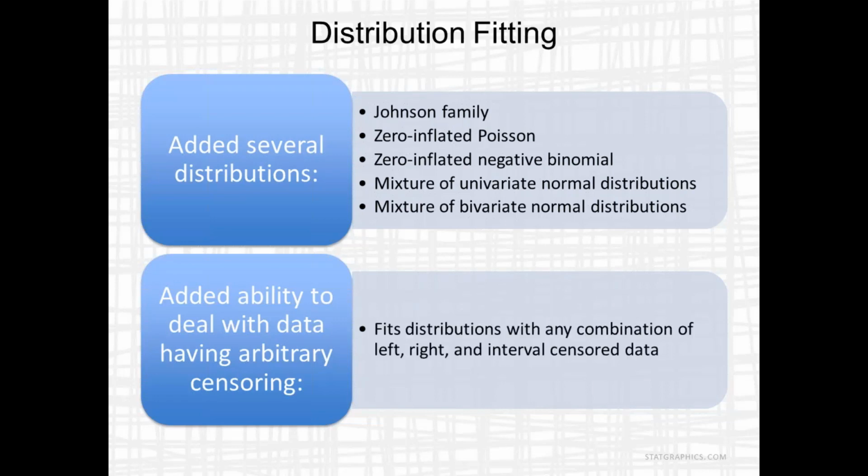The other thing we've done is added the ability to fit any probability distribution when you have a combination of different types of censoring. Now, we could handle censored data before, typically if you had only left censored data or only right censored data. What we have now is the ability to fit distributions where you have any combination. You can have some censored on the left, some censored on the right, and also interval censored data. Interval censored data is where all you know is the actual observation falls within some limits.